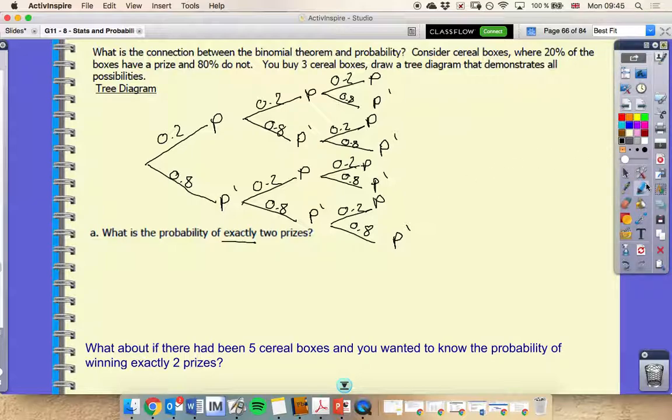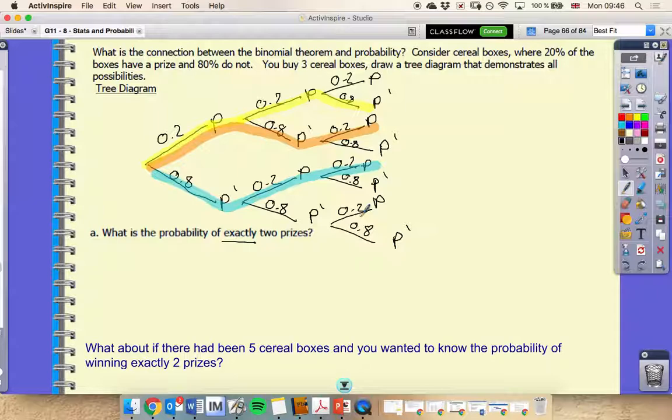Which routes are we looking at? The very top one, and then down. Yeah. And then also starting with the same one, but then going to the no prize and then back up to prize. Yeah. And then the final one is starting with no prize and then up with prize and another prize. Okay, there are no other routes, are there? Just those 3. Okay, so how do I find the probability of those?